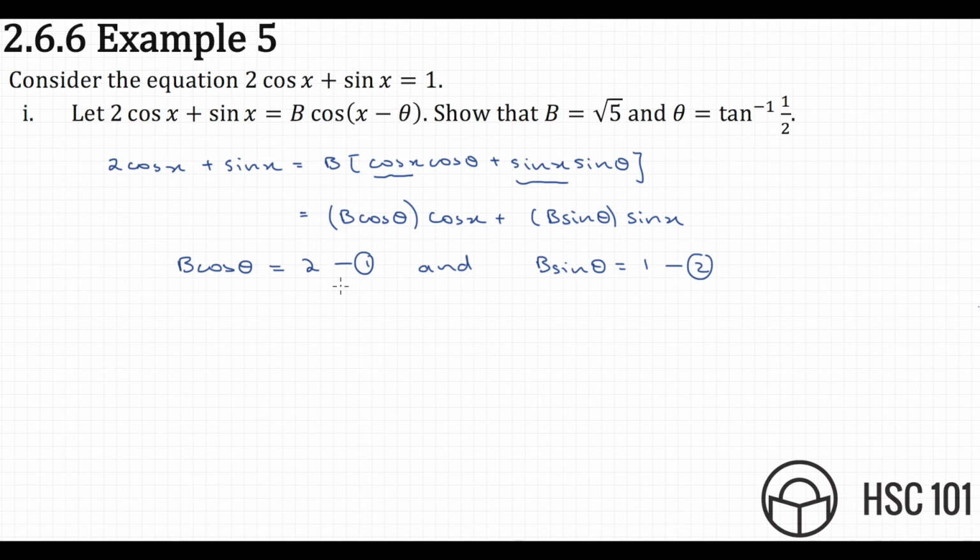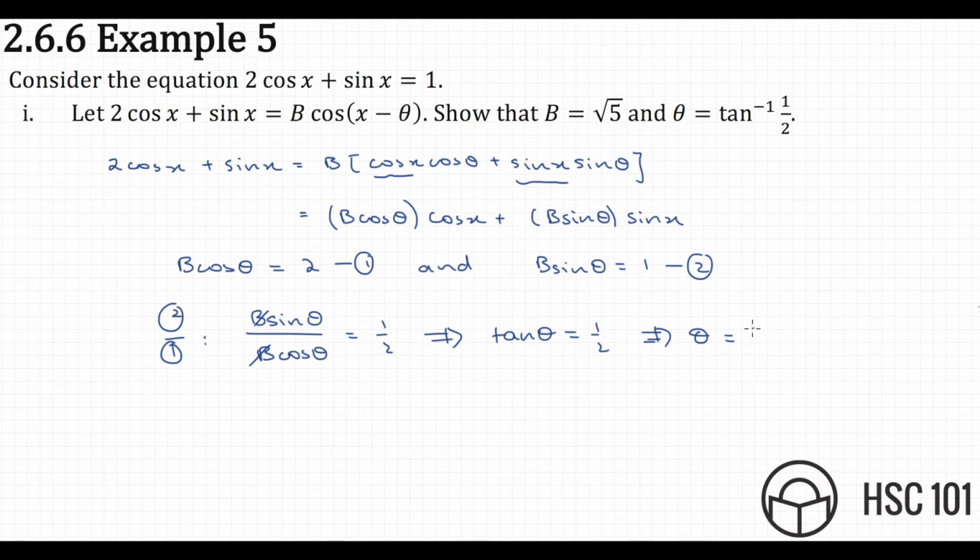If I take equation 2 divided by equation 1, that shows that b sine theta over b cosine theta is equal to 1 divided by 2. Naturally, the b's cancel out. Sine theta over cosine theta is just tan theta, which is equal to half, which is why theta is equal to inverse tan of half.